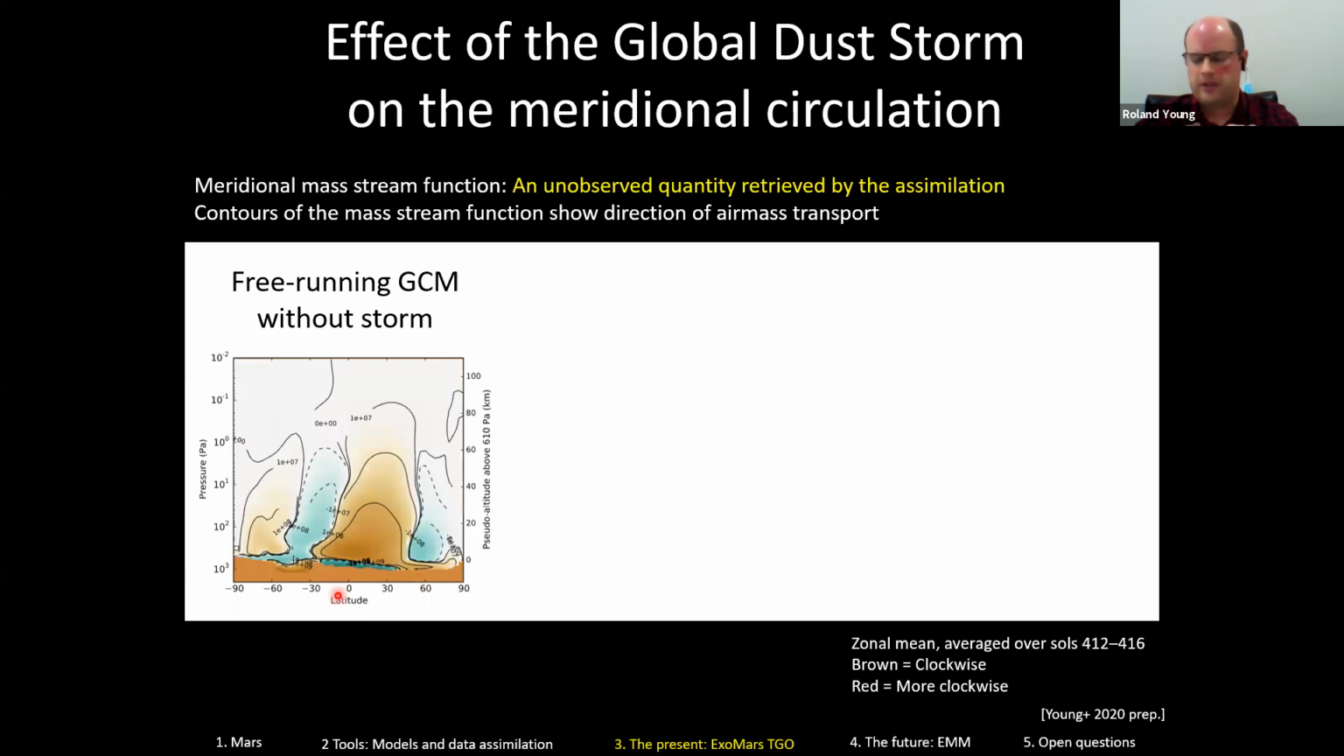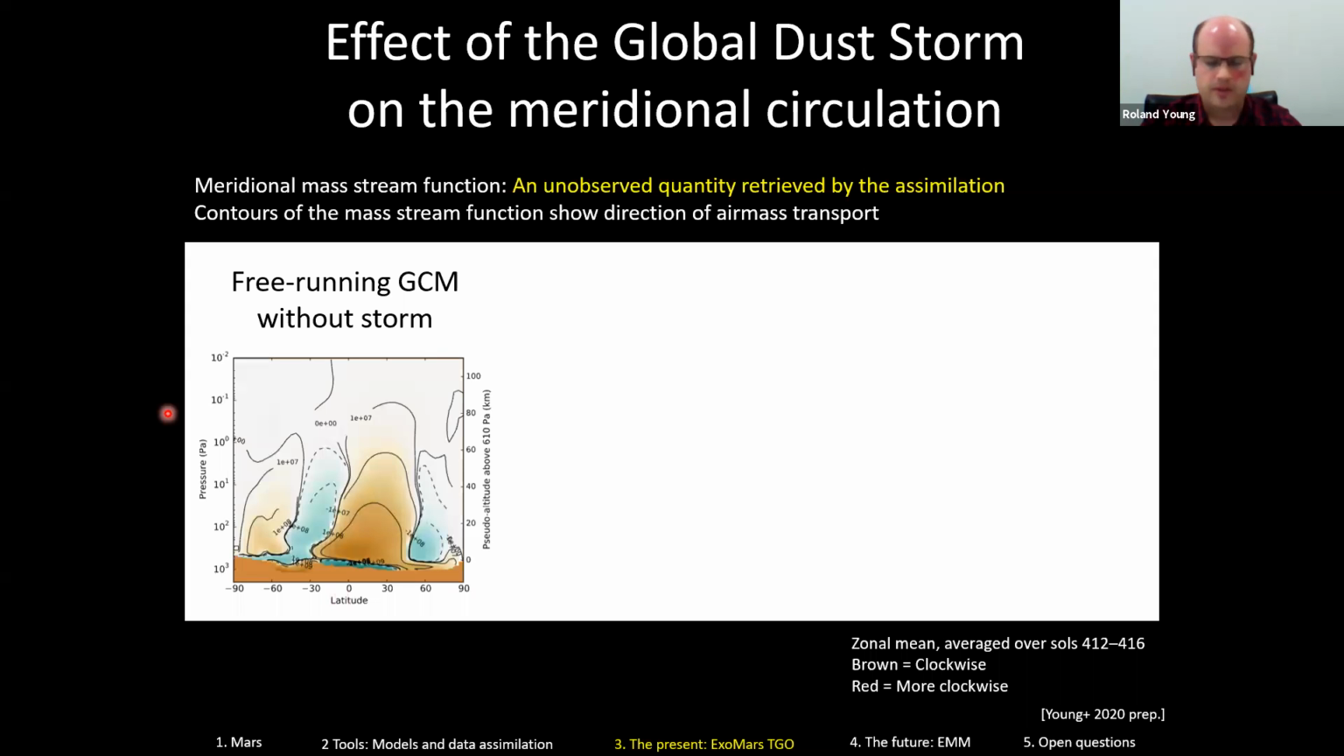And what we basically see is this is the basic state of the Martian atmosphere at this time of year. We have air rises near the equator, and it has what's called an overturning cell. And this cell extends to about 45 degrees latitude. And then closer between that and the pole, there is another cell that goes in the opposite direction.